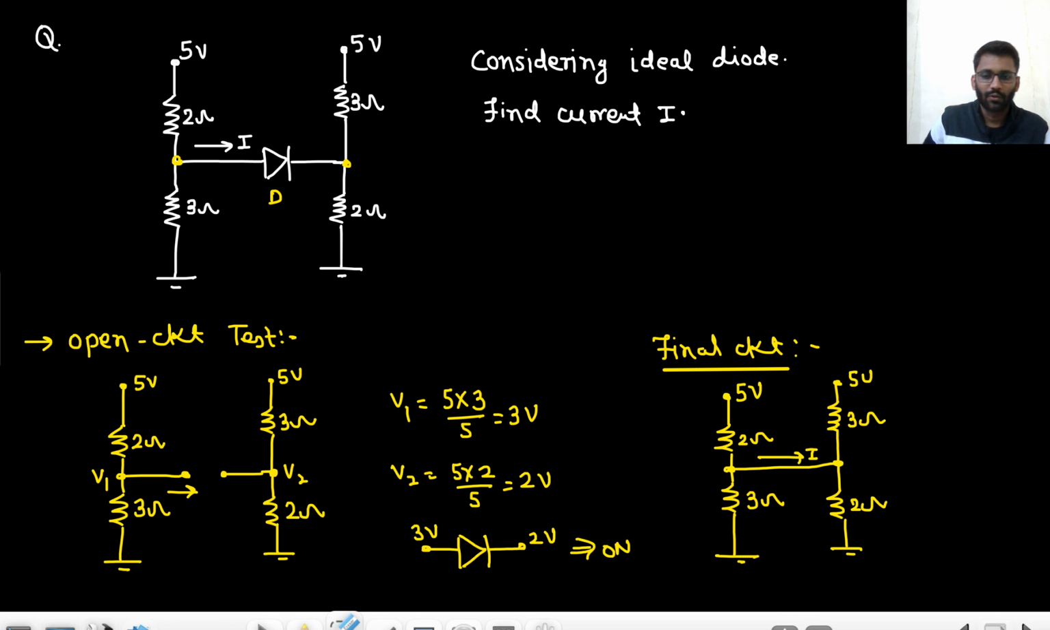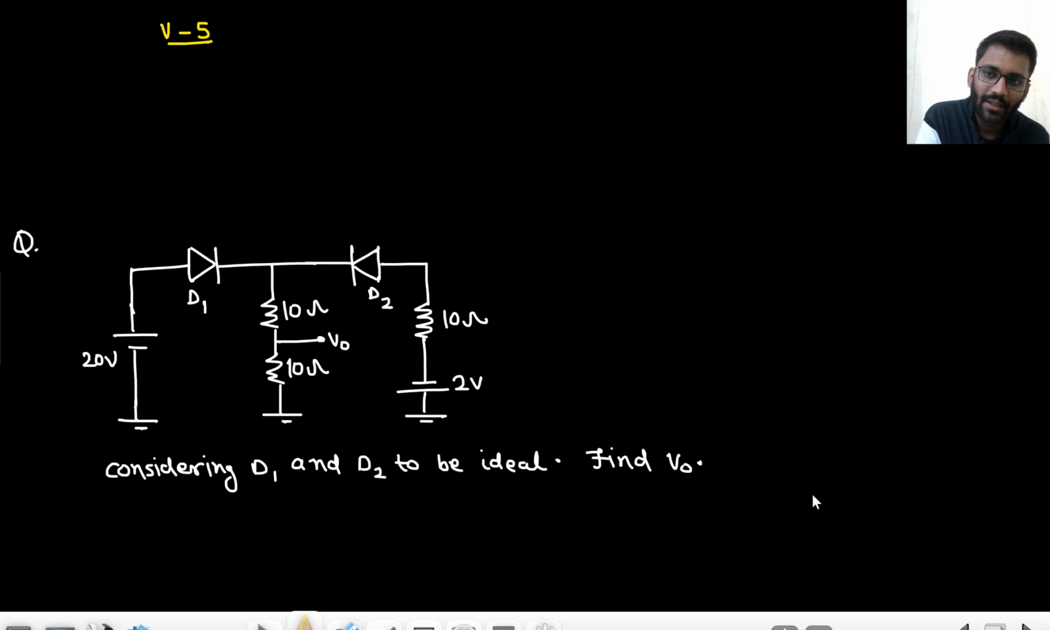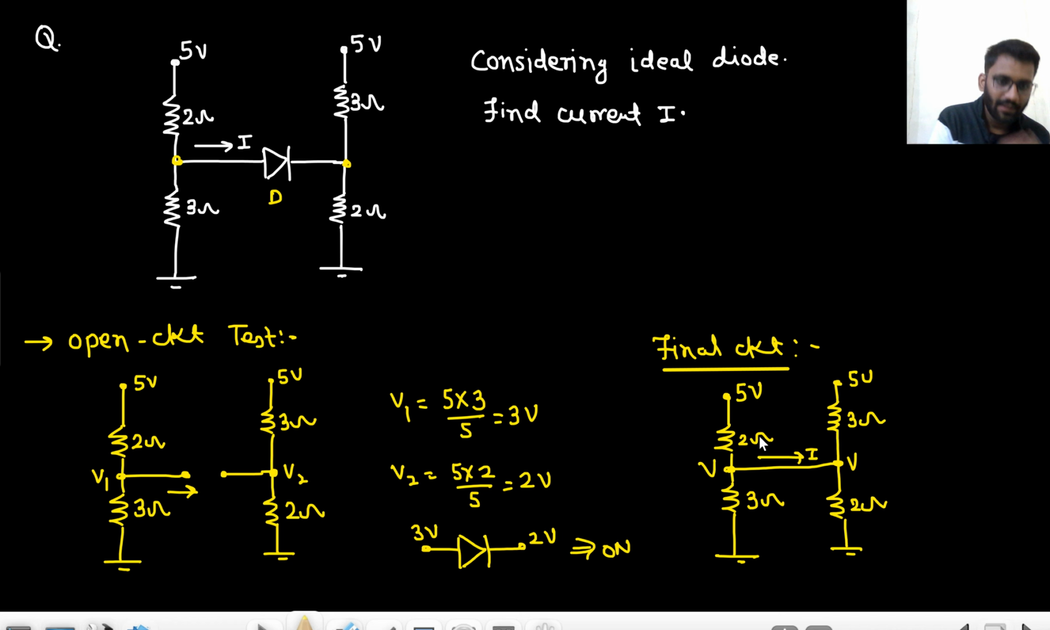Let's take this potential equal to V. This potential will also be V because both are the same. So we can apply the super node here. This potential is V, this potential is V. Let me write down the equations. (V minus 5) by 2 plus V by 3 plus V by 3 is equal to I, right?